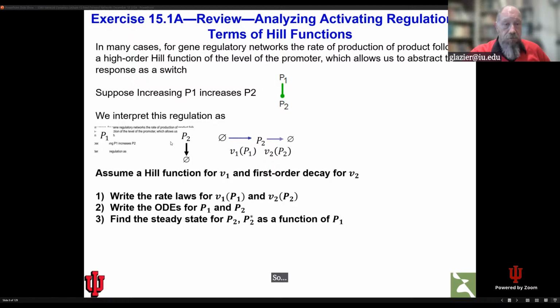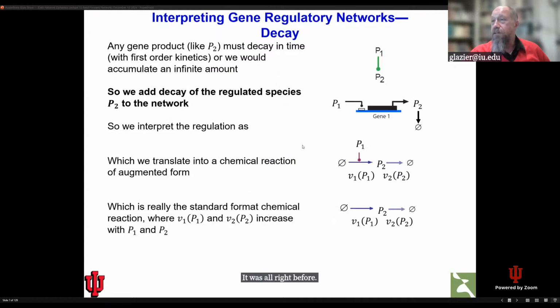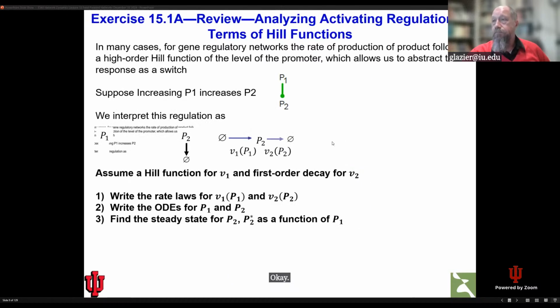This figure decided not to display. I wonder, it was all right before. I apologize. The figure that is being deleted is this one. P1 activates gene promoting P2 decay. I'm not sure why PowerPoint does that sometimes. It showed fine on my screen a few minutes ago. I think it's a memory leak problem in PowerPoint.